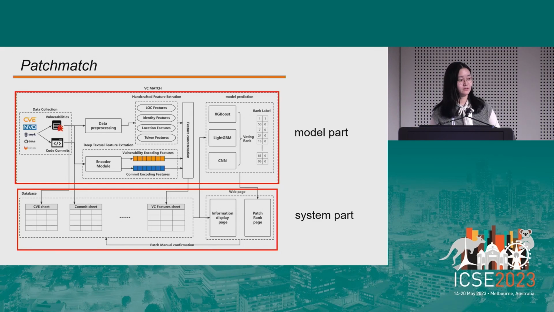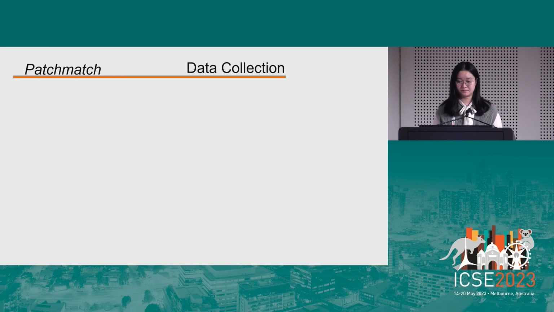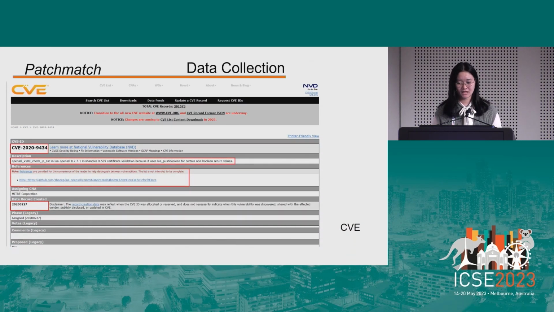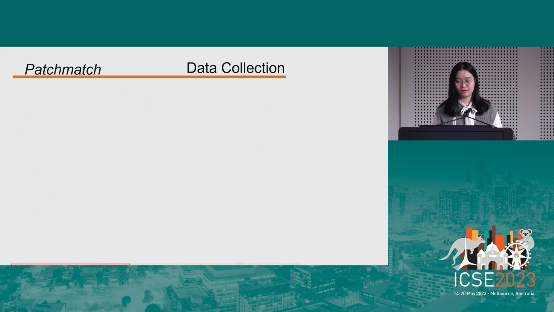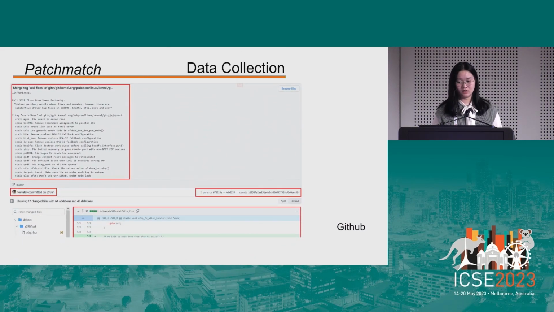incorporating supplementary functionalities. We collected a large amount of vulnerability information from the CVE website and the NVD website, and extracted open source software related commit information from GitHub. This data was used as training data for the VCMatch model.